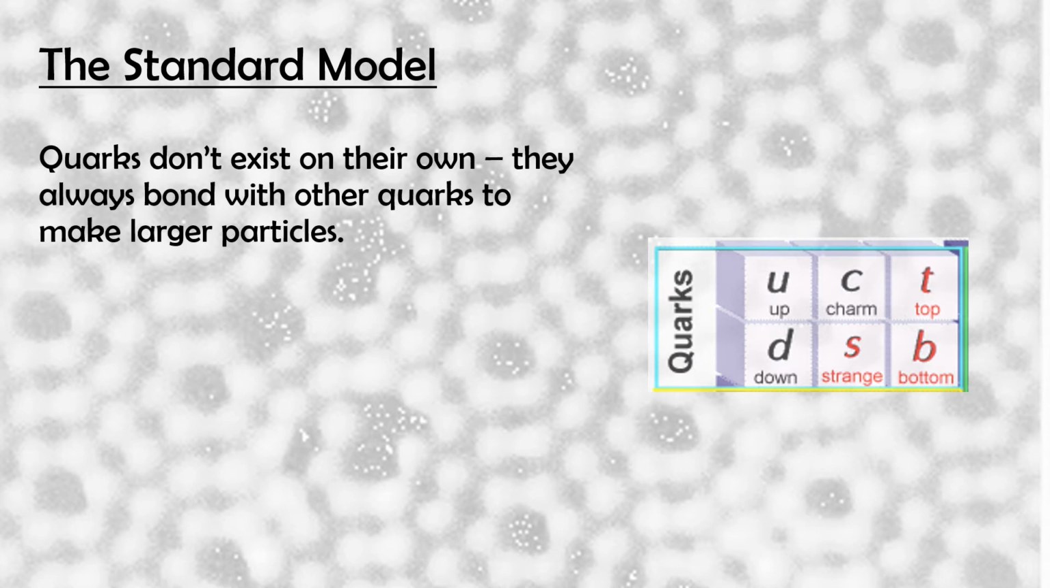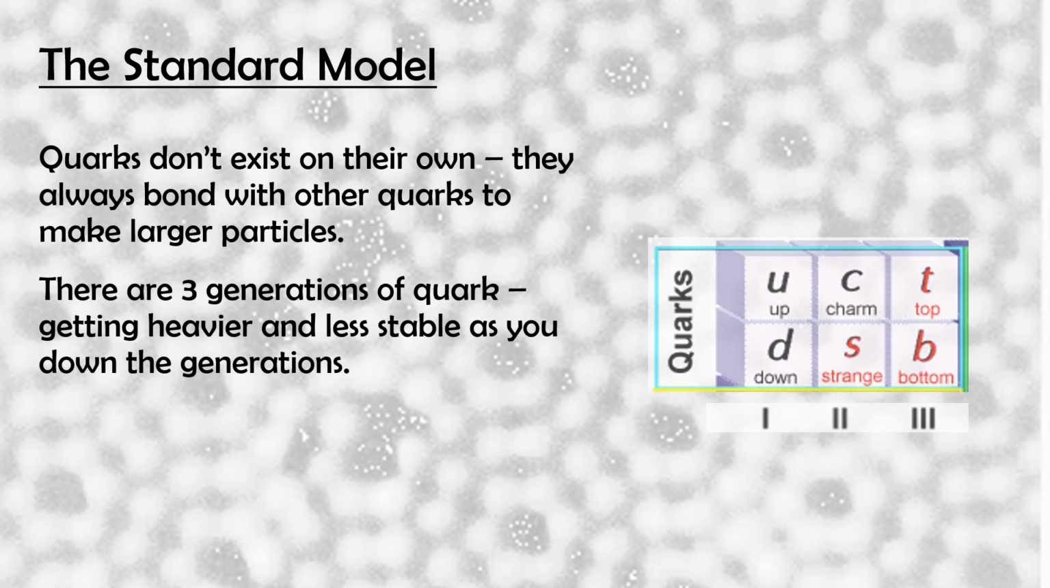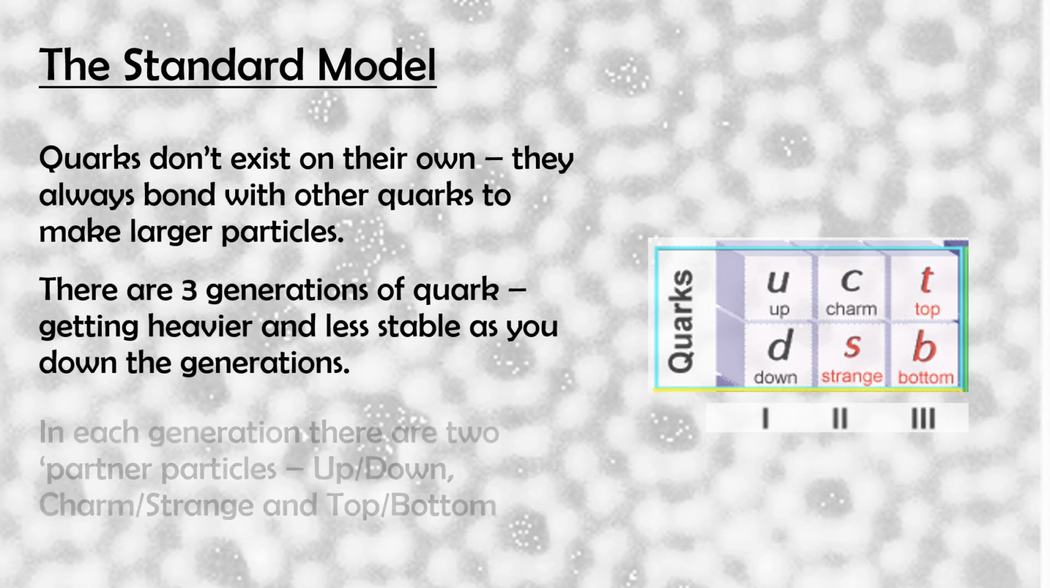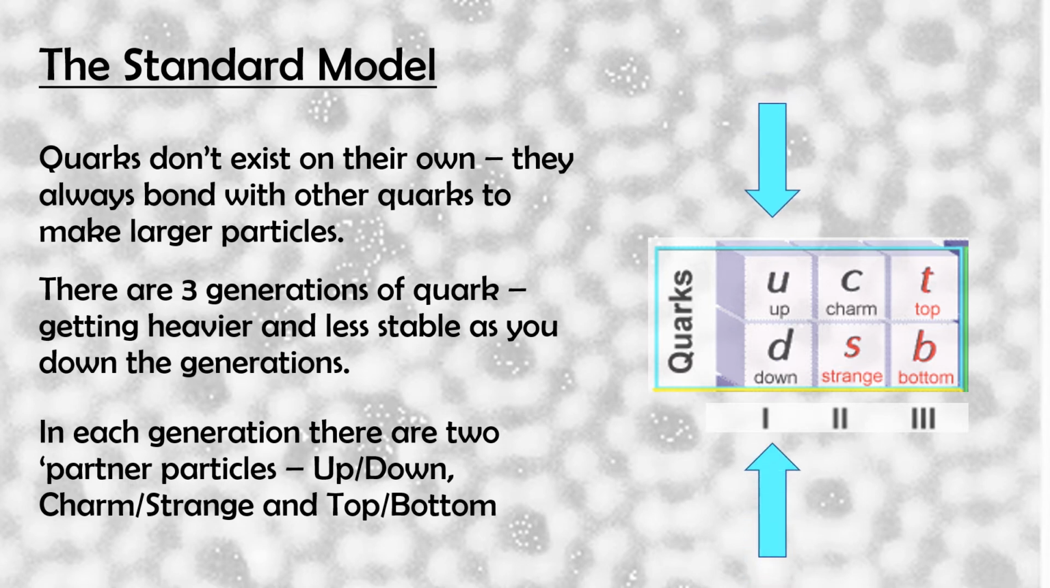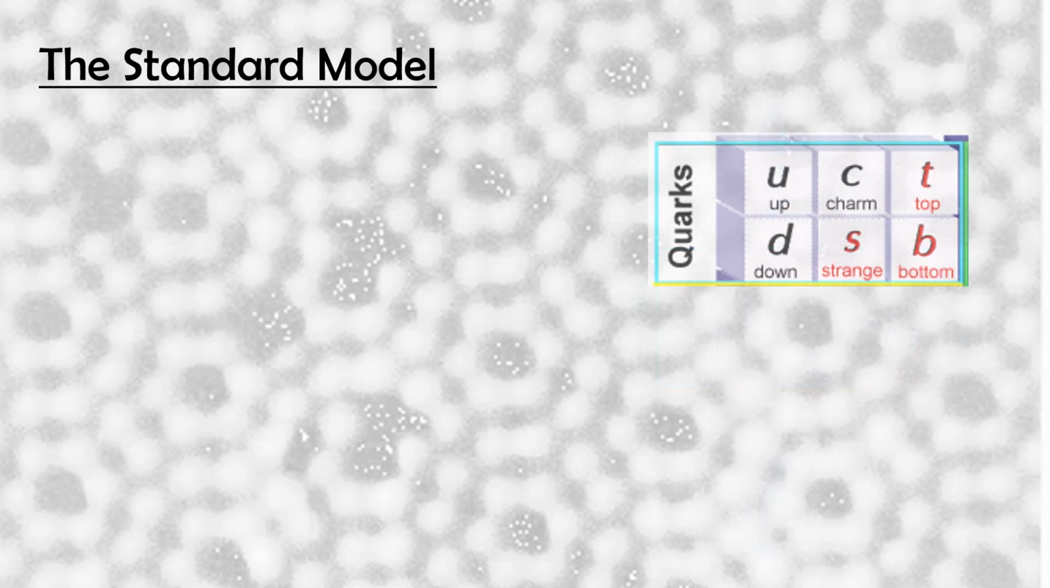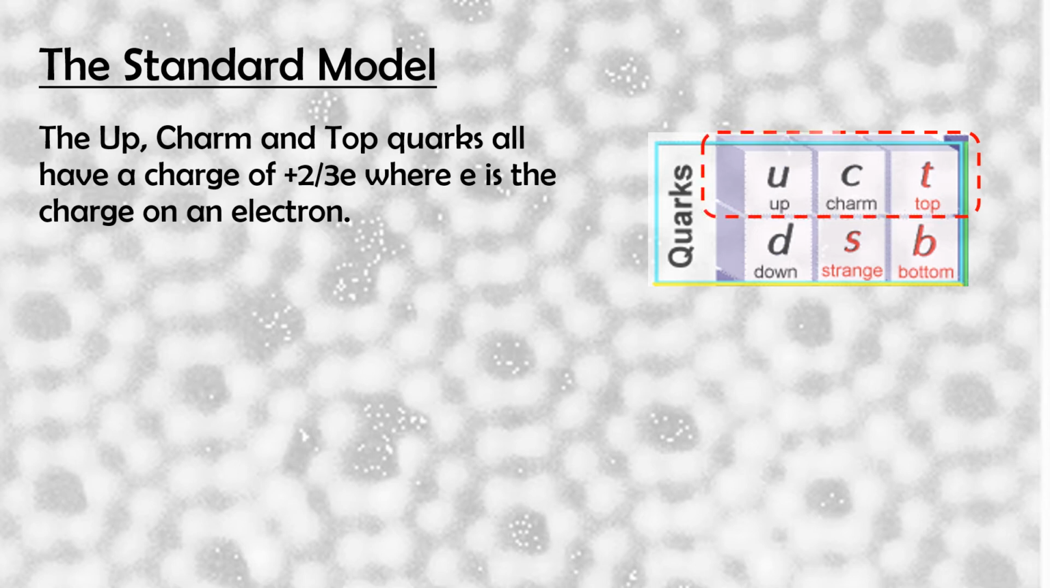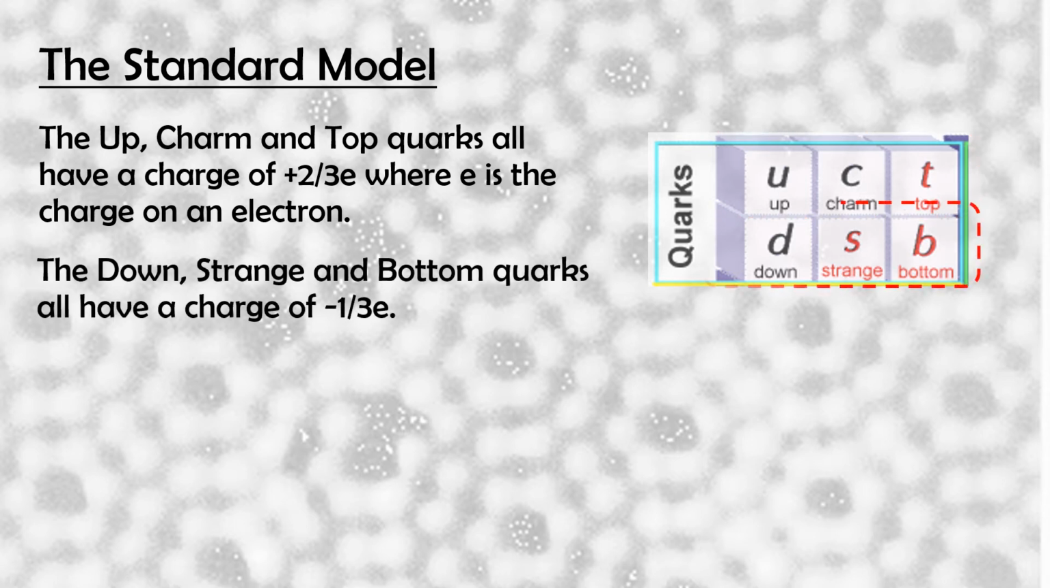Quarks don't exist on their own, they always bond with other quarks to make larger particles. There are 3 generations of quark, getting heavier and less stable as you go down the generations. In each generation you can see 2 partner particles, up-down, charm-strange and top-bottom. The up, charm and top quarks all have a charge of +2/3 e, where e is the charge on an electron. The down, strange and bottom quarks all have a charge of -1/3 of e.